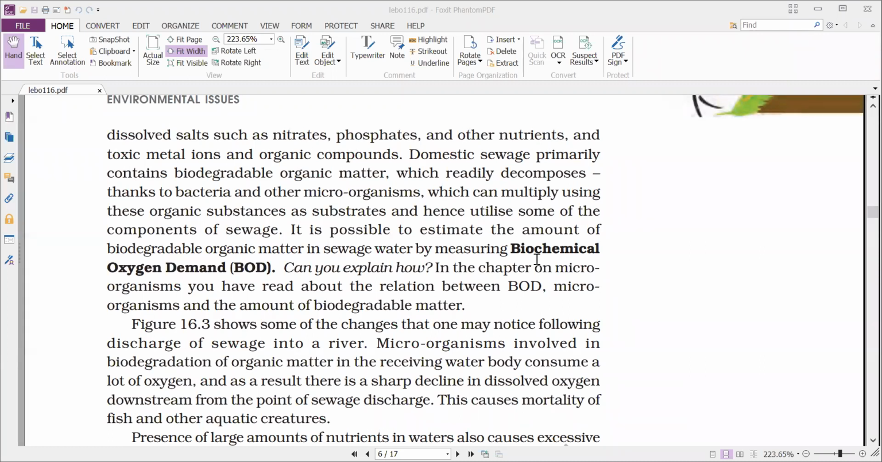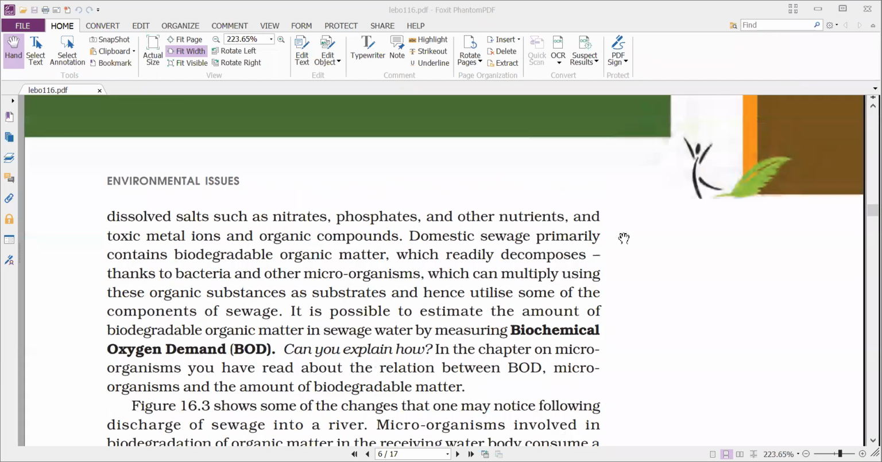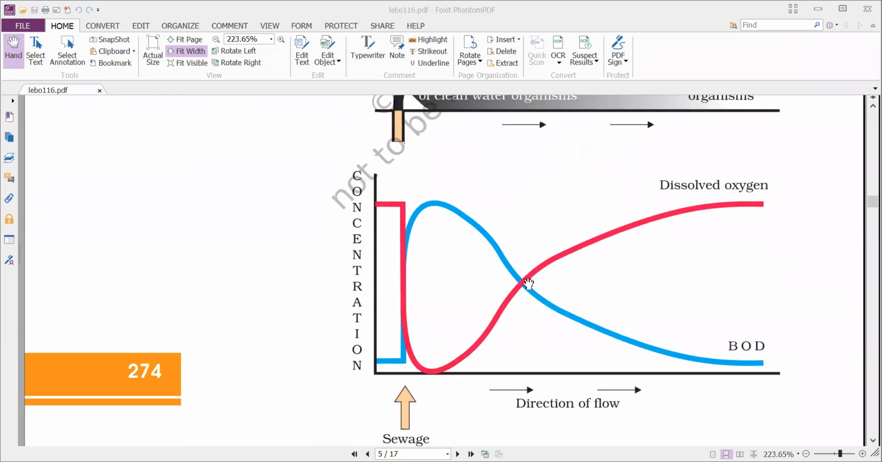If the BOD is less, that means if the demand for oxygen is less, indicating a lesser amount of organic matter, and we can say that the water is not polluted. So that means if more oxygen is dissolved, the BOD will be less. Okay, that is what we can understand from this graph. If more oxygen is dissolved, the demand for oxygen is less. So the BOD will be less if dissolved oxygen is more.